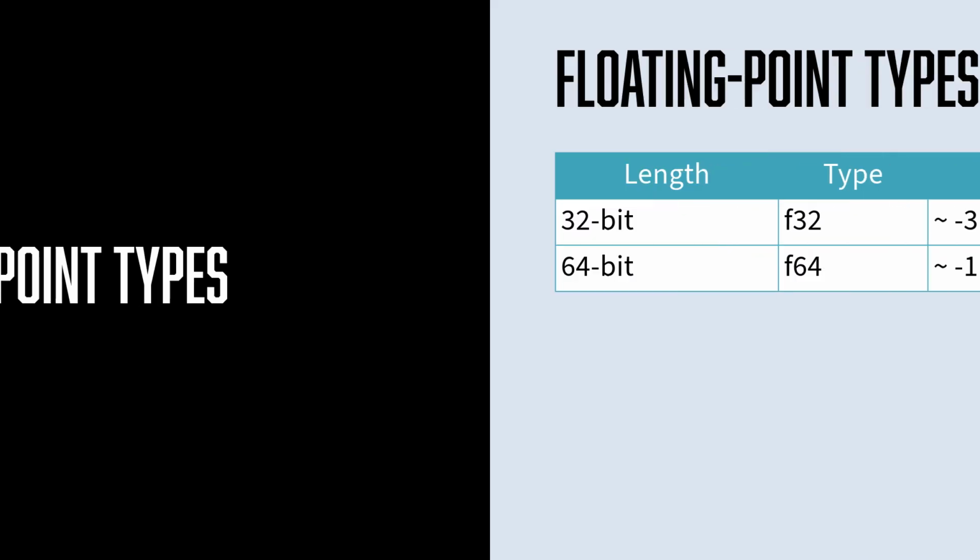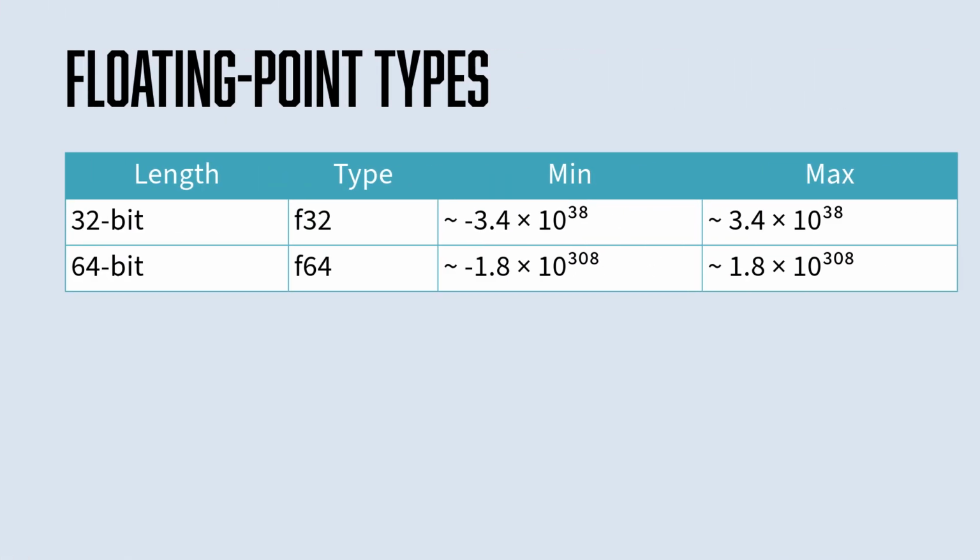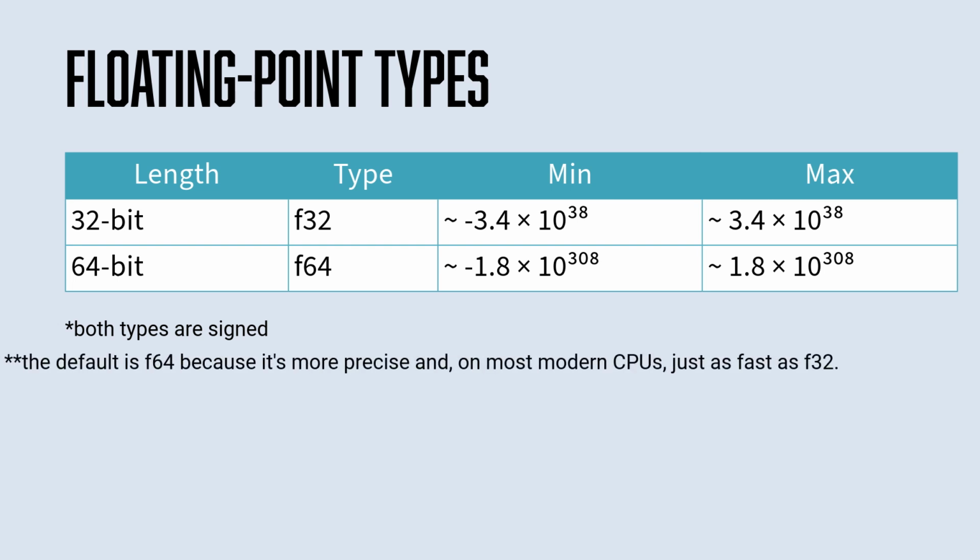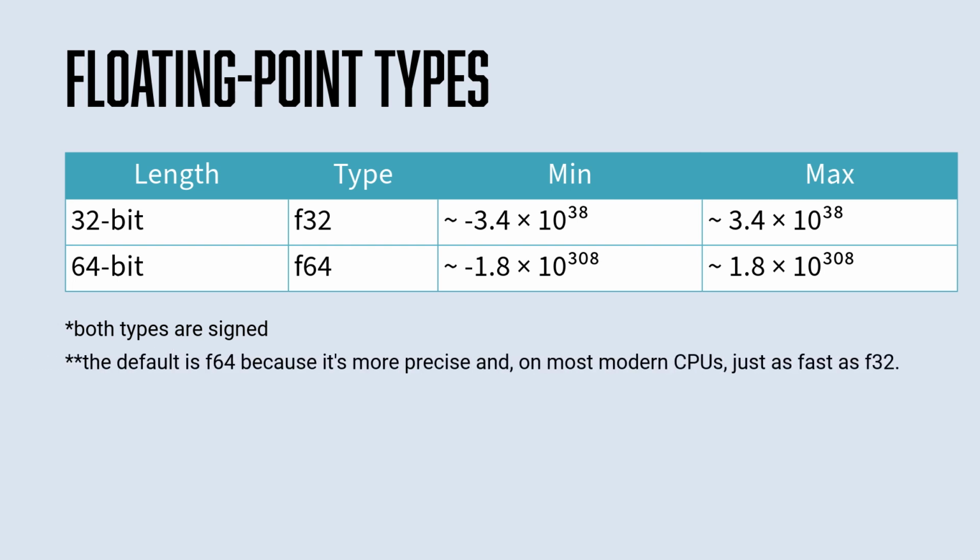Rust also supports floating numbers. These are numbers that have decimal points. There are two built-in types, F32, which is 32 bits, and F64, which is 64 bits. Both types are signed, meaning they can be either positive or negative. The default is F64 because it's more precise and, on most modern CPUs, just as fast as F32.